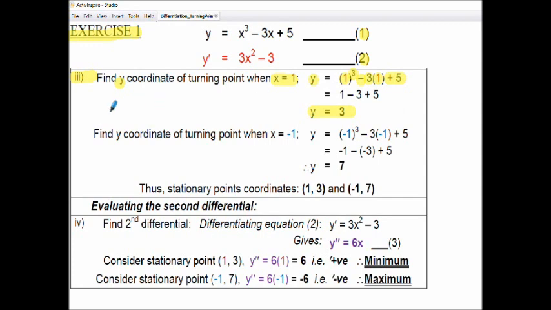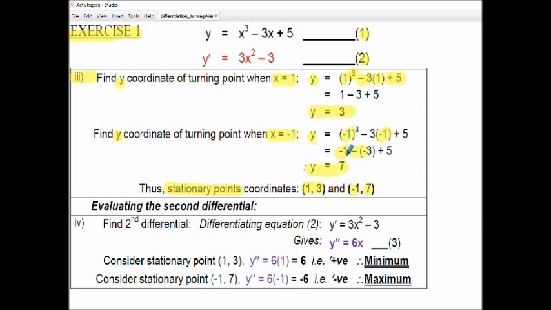And then to find the y value for the second turning point location, x equals minus 1, again using equation 1, put the value of minus 1 wherever we see an x in the equation. Just be careful with the negative. Negative 1 cubed is negative 1, and we've got a double negative there in front of the 3. But that gives us y is equal to 7. So now we've found our two turning points or stationary points. The first one is x equals 1, y equals 3, and the second turning point is x equals minus 1, y equals 7.